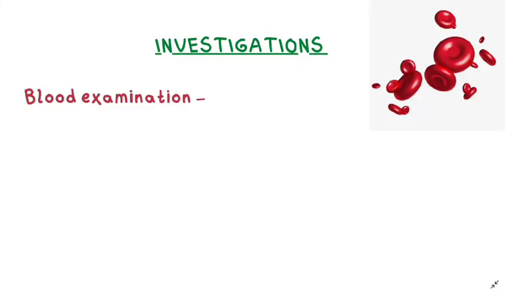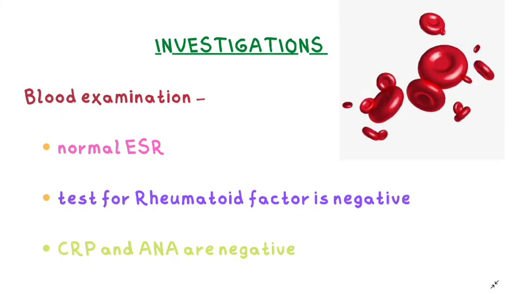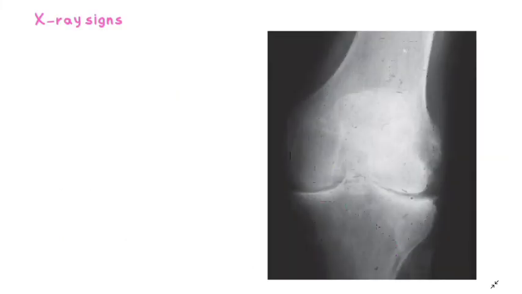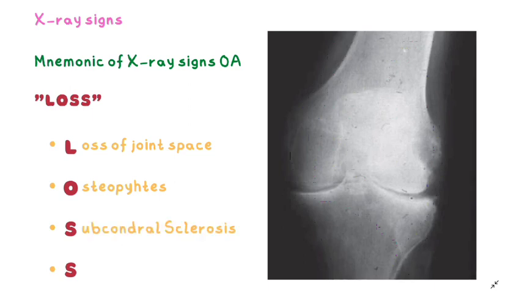Investigations. Blood examination shows normal ESR. Test for the rheumatoid factor is negative. C-reactive protein and anti-nuclear antibody tests are negative. X-ray signs. There is a mnemonic of X-ray signs of osteoarthritis. It is LOSS, LOSS, where L stands for loss of joint space, O for osteophytes, S for subchondral sclerosis, and another S stands for subchondral cyst.